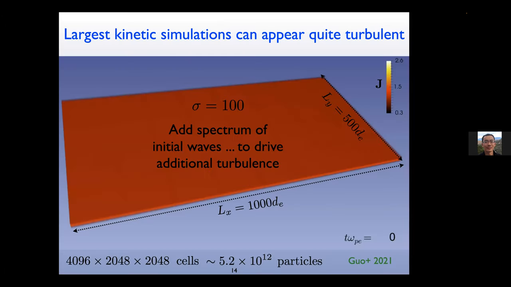The simulation can be more complicated in 3D. Again, this shows the current density, and this is the largest three-dimensional simulation we have done. We also add an initial fluctuation in 3D to perturb the system and drive additional turbulence.